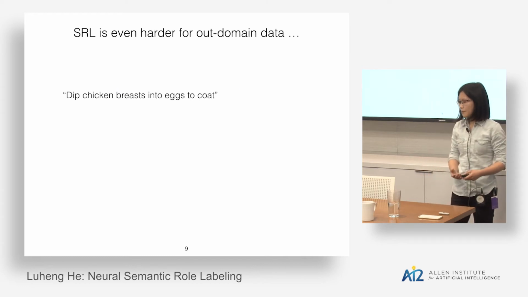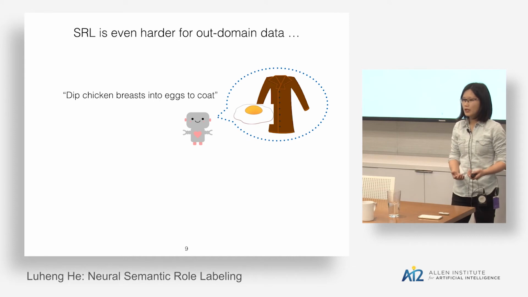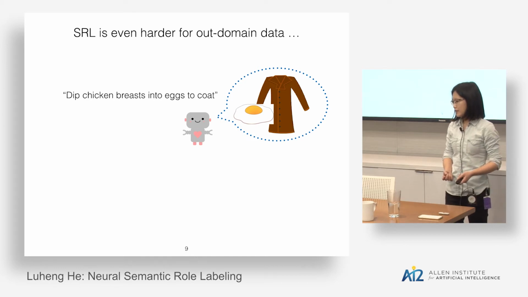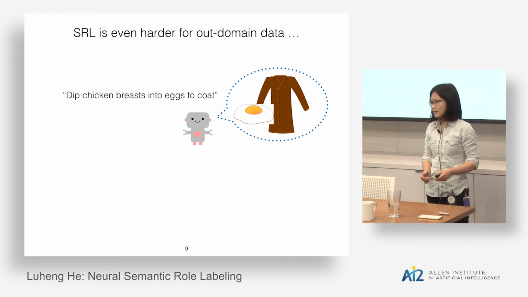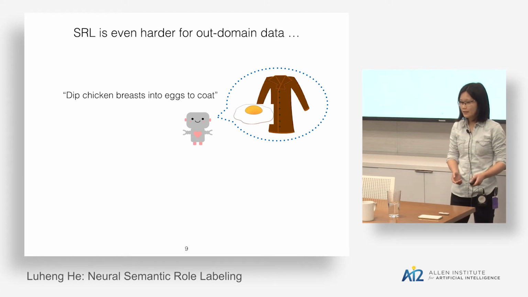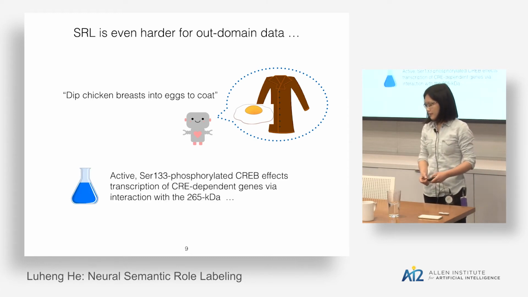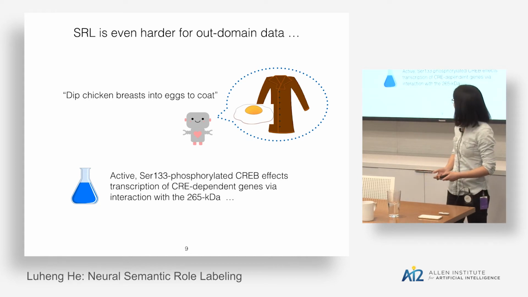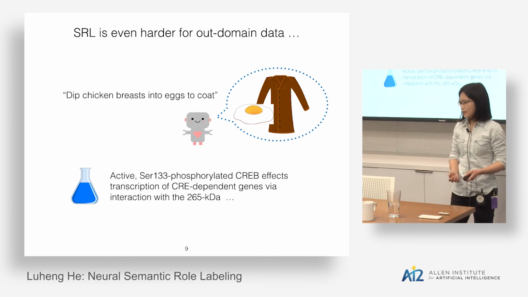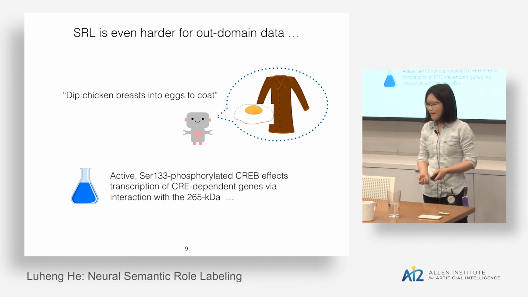So if we go to the land of out-of-domain data, SRL can be even harder. Say, for example, if we want to build a cooking robot that tries to understand recipes and read something like "dip chicken breast into eggs to coat," it will probably misunderstand "to coat" as the actual noun "a coat," because it has never seen something like this in the training data. And similarly, if we want to build an SRL system for biomedical text, we can probably imagine the model completely fails. I can't even read the sentence here, but.